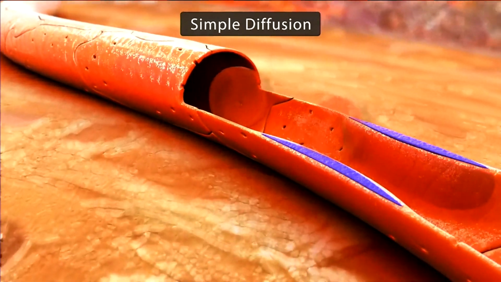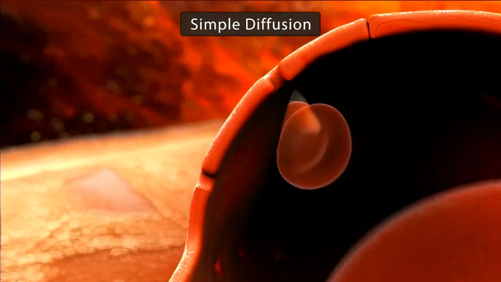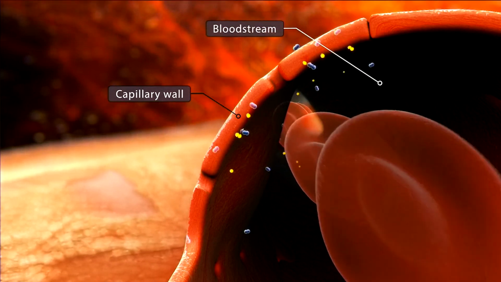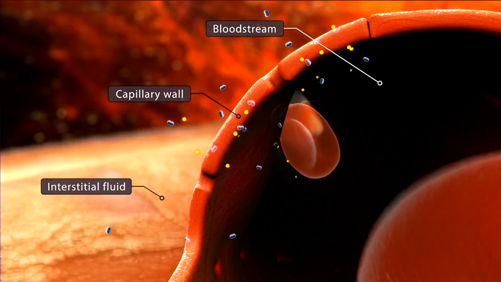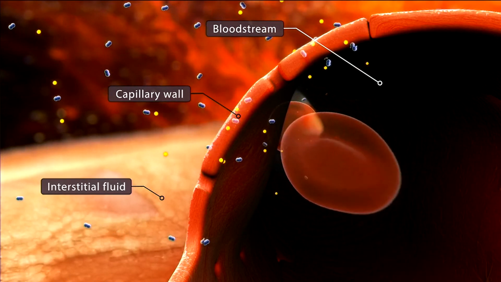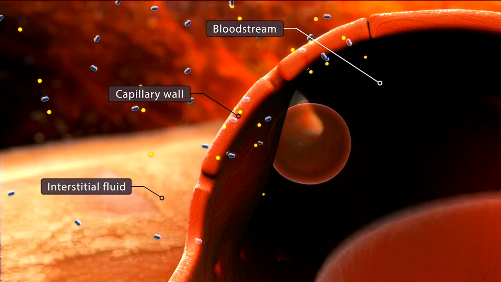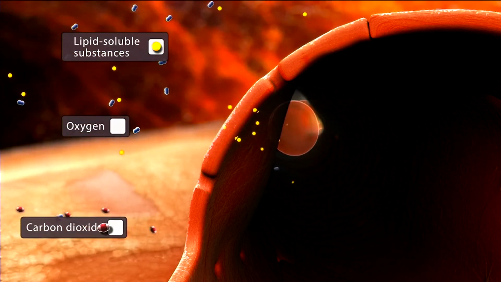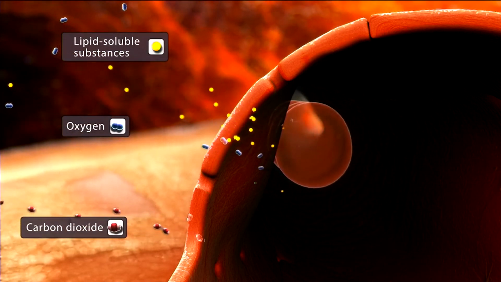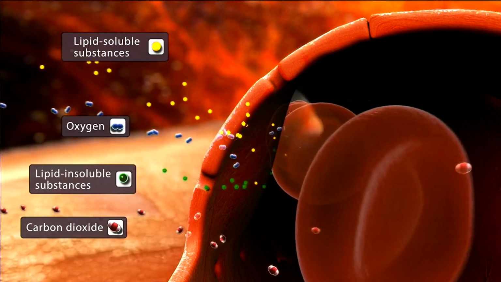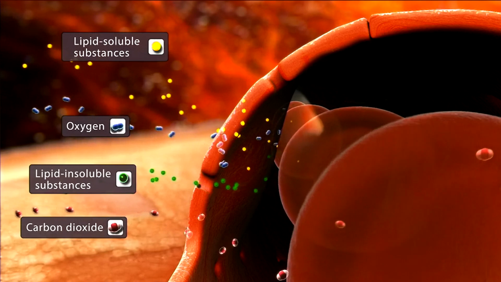Simple diffusion is the primary method for exchange of many substances through the capillary wall. Diffusion from the bloodstream into the interstitial fluid, or vice versa, is solely dependent upon the substance's concentration gradient on either side of the vessel wall. Lipid-soluble substances and gases can pass directly through the thin cells of the capillary wall. Lipid-insoluble substances diffuse through pores in the capillaries.